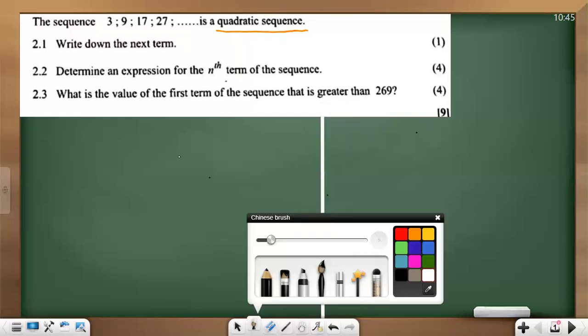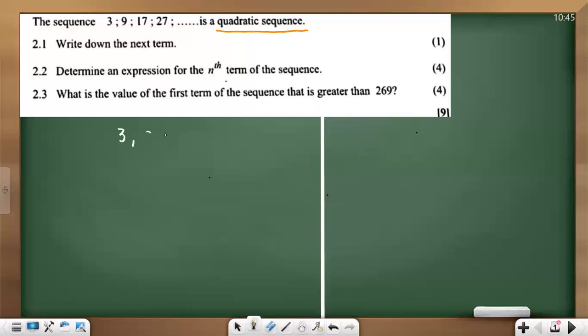All right, what do I have? I have a quadratic, okay? The first term is 3. The second term is 9. Okay, 17 and 27. Since it's a quadratic, I'm just going to get my first difference, which forms the arithmetic. 9 minus 3, that will be 6. 17 minus 9, that will be 8. 27 minus 17, that will be 10. Okay, that's my first difference.